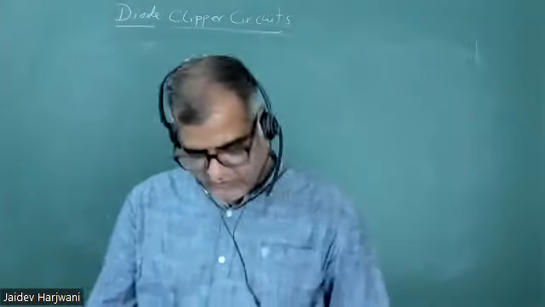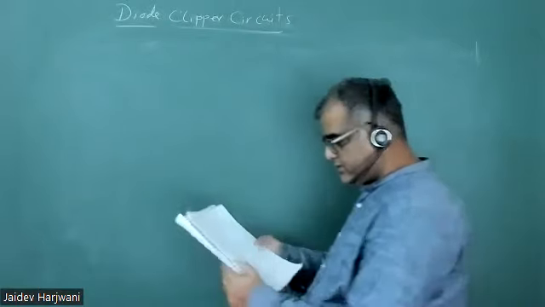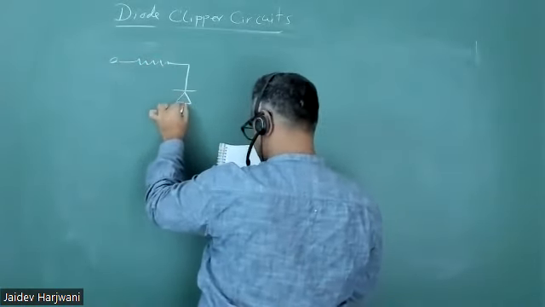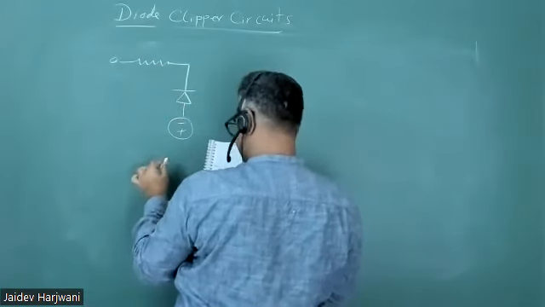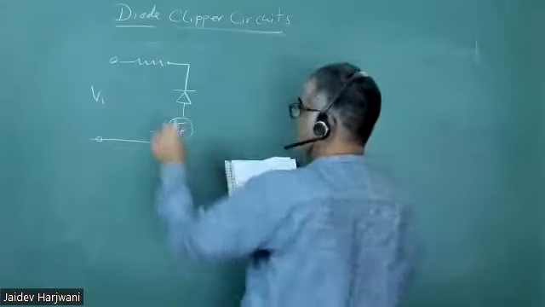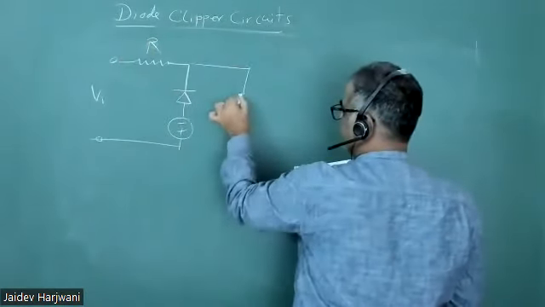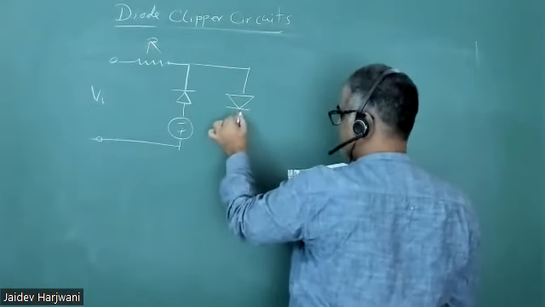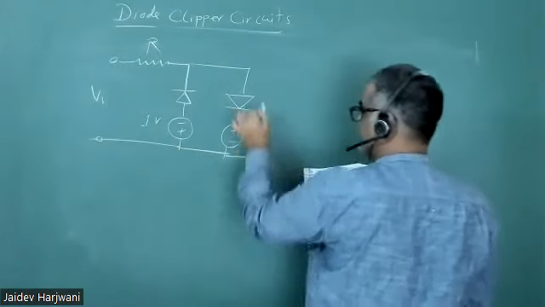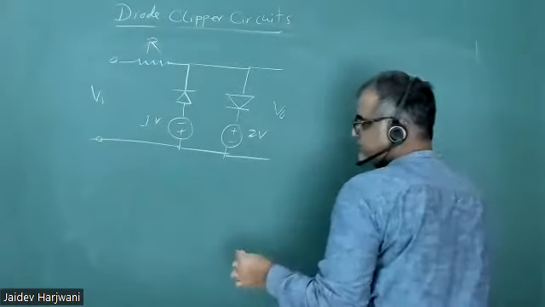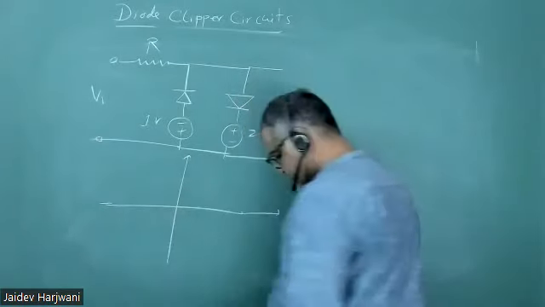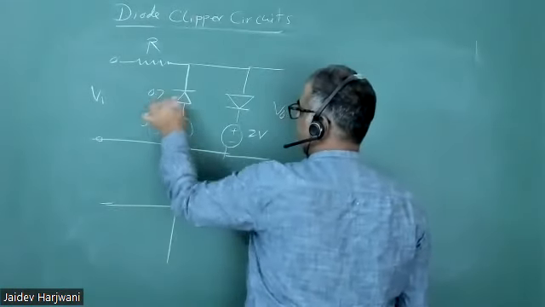Now let me give you one more question. Let us see who does this. I'm giving you V input here, this is R, and here are the values: plus minus 2 volt, 1 volt. Tell me what is the transfer function for this circuit. The diodes are silicon diodes, 0.7, 0.7, 0.7.